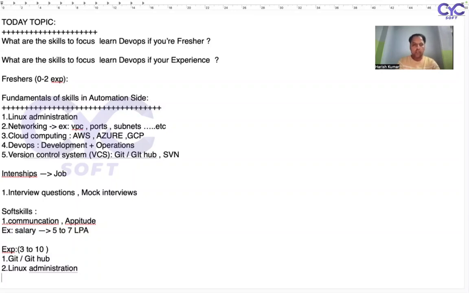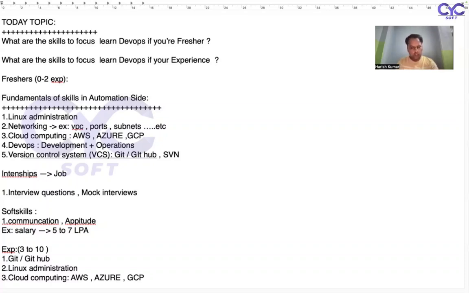Next, the third one is cloud computing. You need to focus on cloud computing. Those who want to move with AWS, you can try to move. You can go with Azure, or you can go with GCP. You should choose any cloud according to the tool factors.